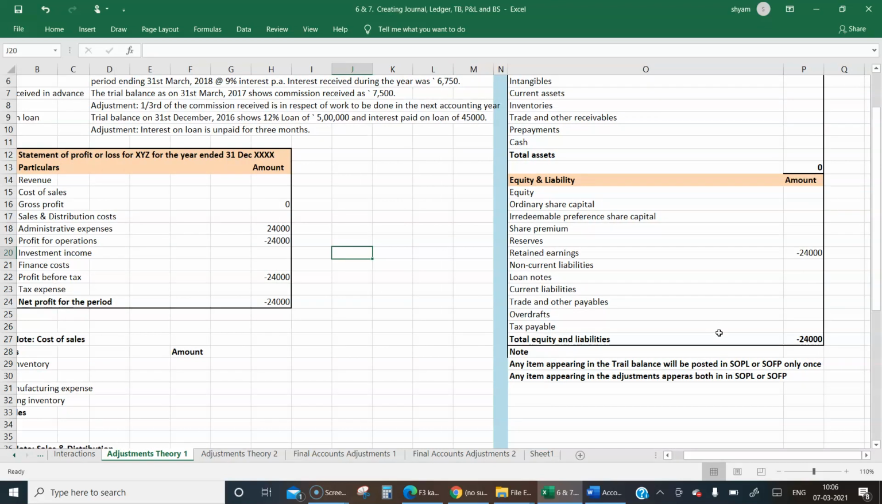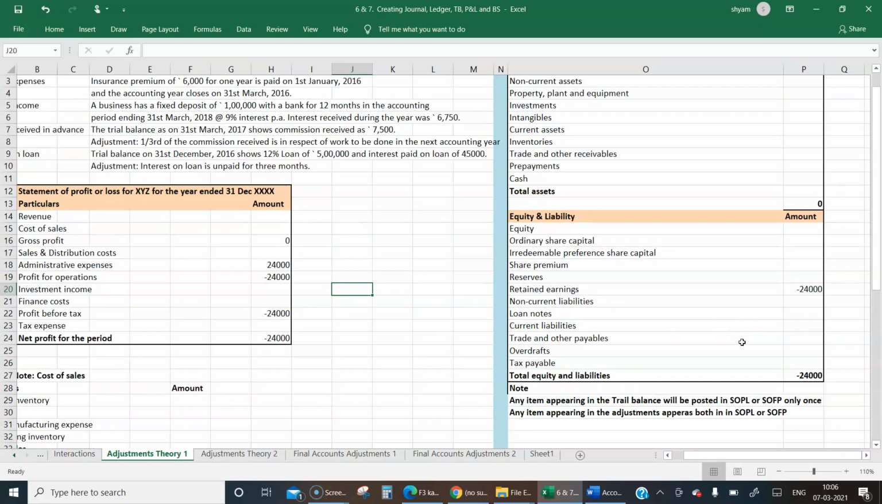The rent outstanding is a liability. So you can put outstanding expenses on the current liability side, under this heading. We'll put it here. So rent outstanding would be 2,000. Okay, sorry, it was 4,000.